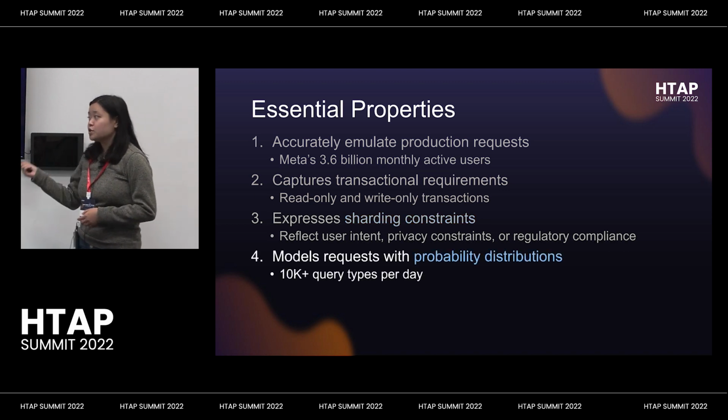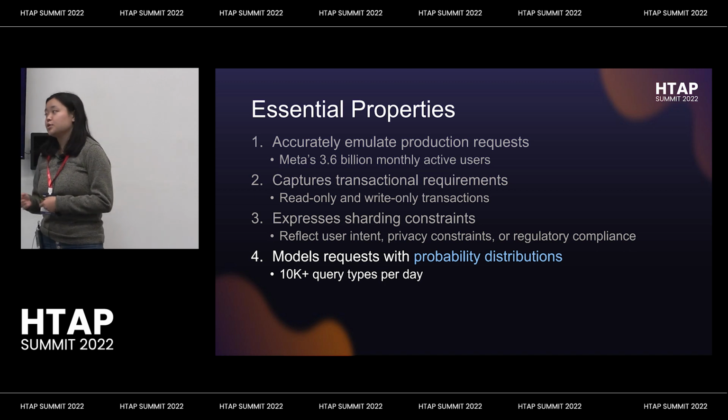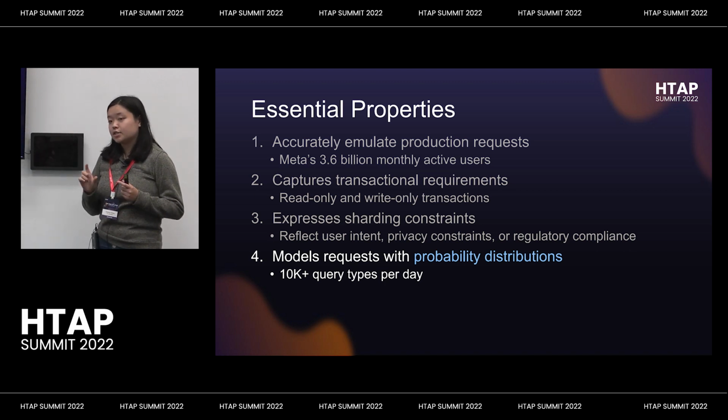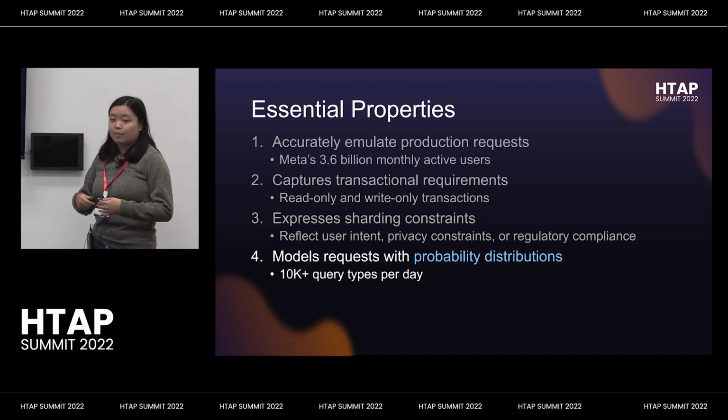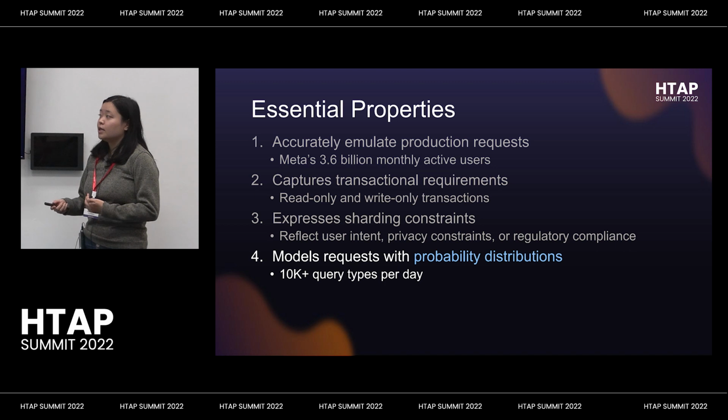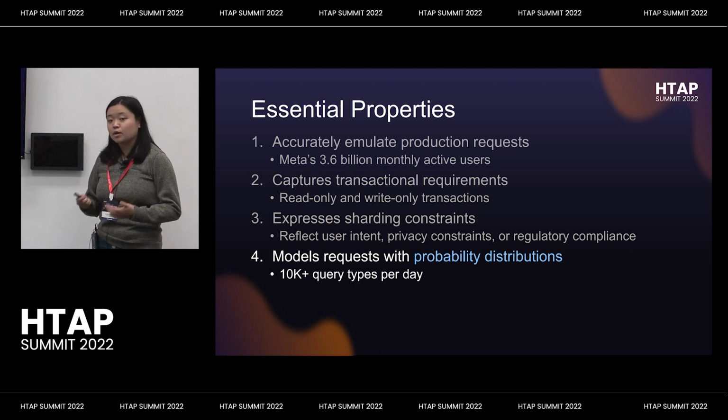Also, we choose to model requests with probability distributions rather than using distinct query types because we're running tens of thousands of distinct query types per day. So it's not feasible to replicate all of these in a benchmark. So for adaptability, we go the route of modeling these requests with a small set of parameters that I'll talk about in a little bit.